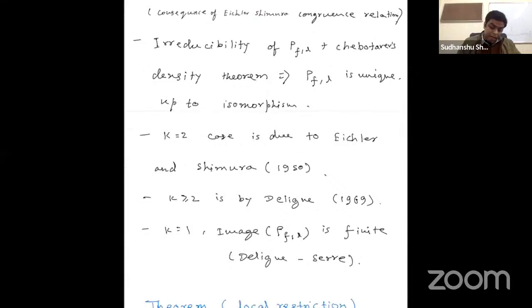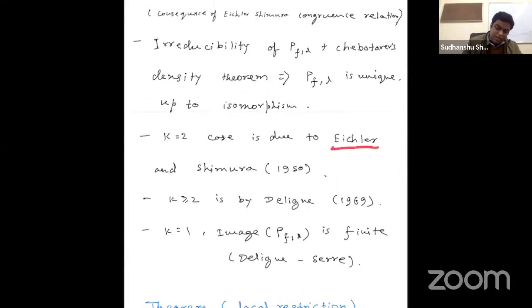And as I said, k equal to 2 is due to Eichler and Shimura. It was done long back in the 1950s, and for higher weights it is by Deligne. I have said that I will mostly be considering only weight greater than or equal to 2, but at weight 1 one can also construct a representation associated to eigenforms. Although the construction is a bit different there and requires a different kind of methods, there is a construction. It is due to Deligne and Serre.